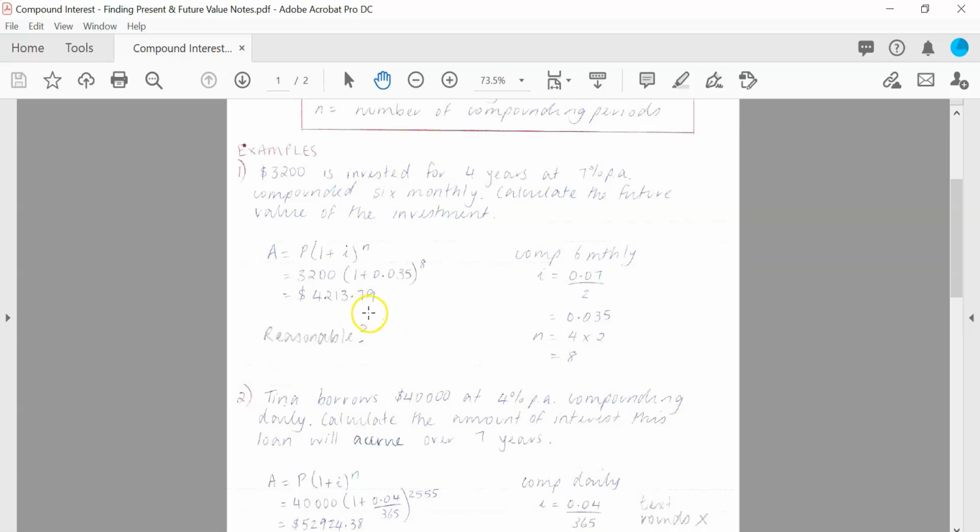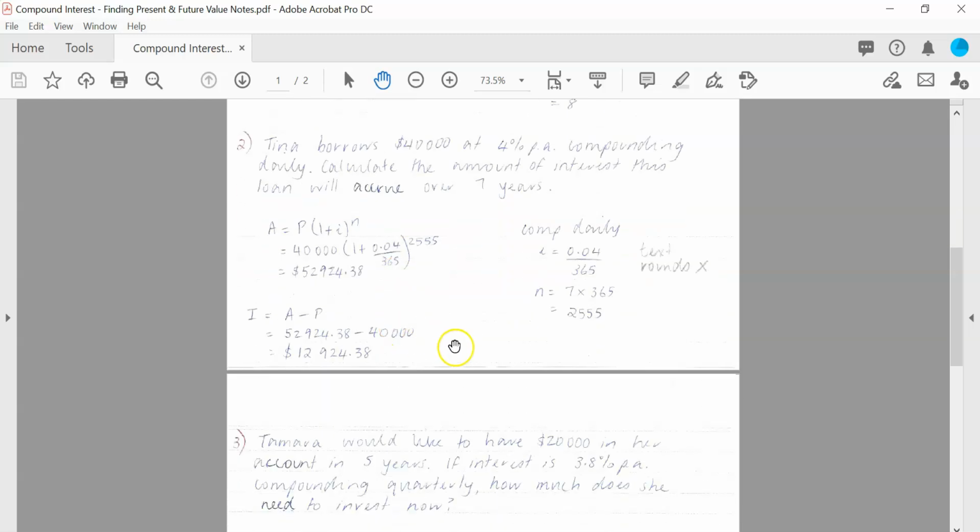An easy way to do that would be just using common sense. We know that we've started with $3,200, and if we're asked to calculate the future value of our investment, then we'd expect that our investment had grown over 4 years. And the fact that our answer here is higher than the $3,200 we started with would be one way that we could justify that our answer is reasonable.